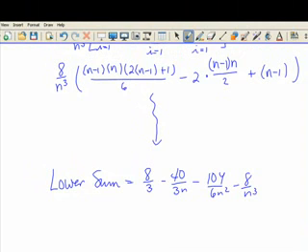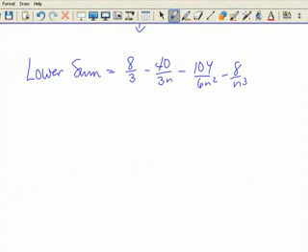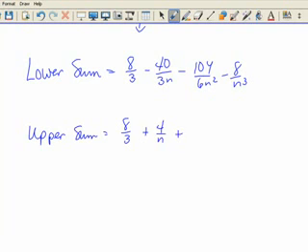If we did similar work to find an upper sum, and again, I am not going to go through all that because we just don't need to do that, the upper sum, of course, would use the right endpoints. The upper sum you end up with is 8 over 3 plus 4 over n plus 4 over 3n squared.